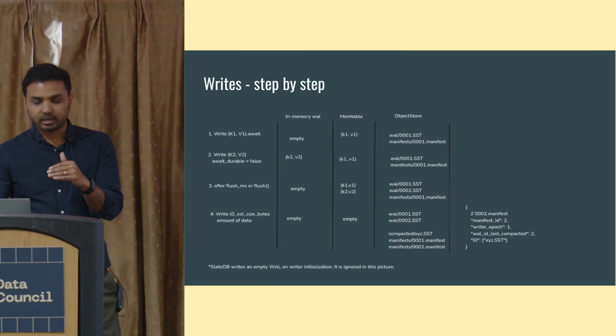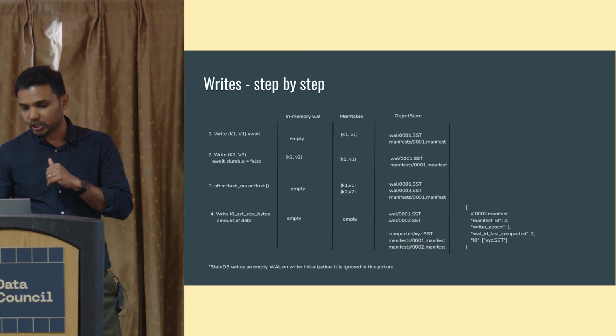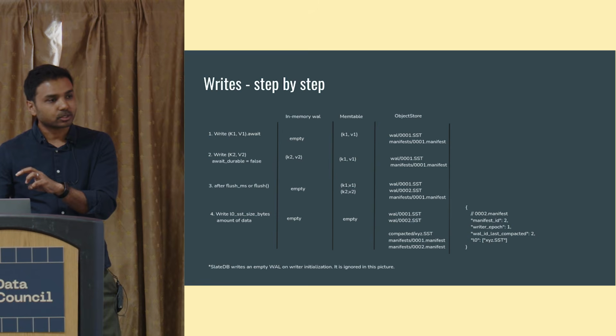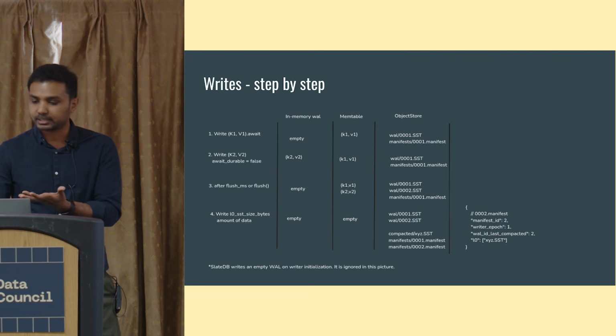I'm showing the same thing here in a sequential order. In the first one, it creates an SST file 001.sst. In the second one, nothing changes on the object store, and in the last step, you see that both an SST file and a manifest file are created.